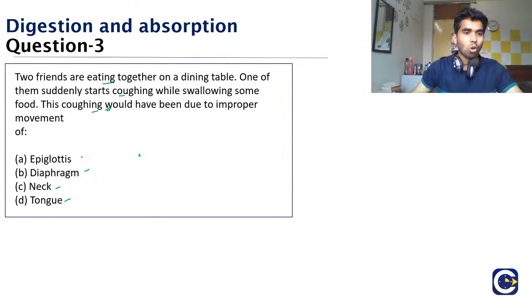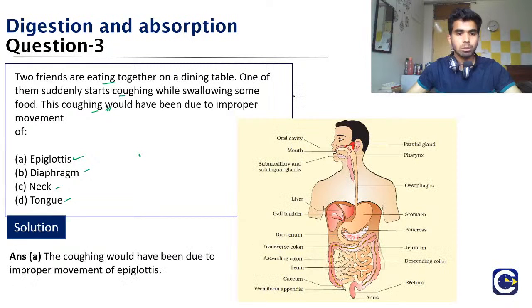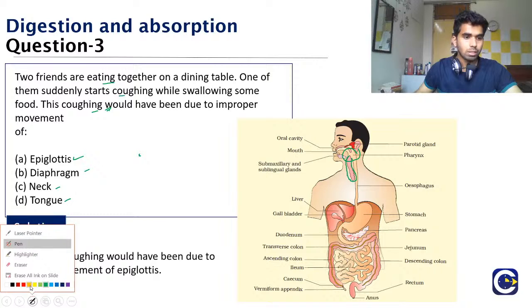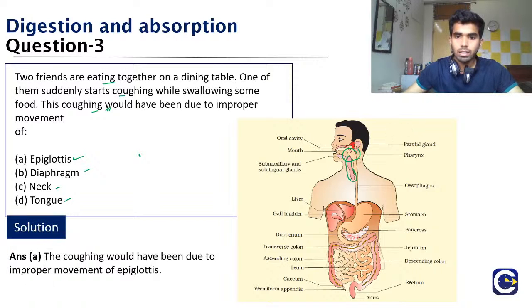So here the answer is option A, that is epiglottis. As you can see in this picture, this is the pharynx. The pharynx is the opening to two tubes. One of them is the trachea, and the other tube that opens into the pharynx is the esophagus. From the pharynx, air passes into the trachea and food passes into the esophagus.